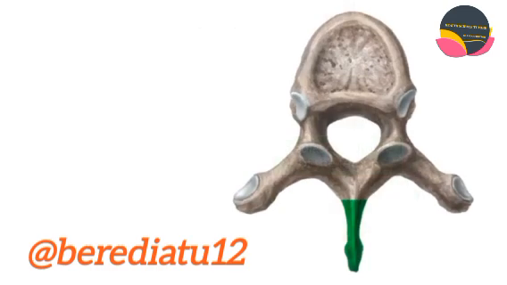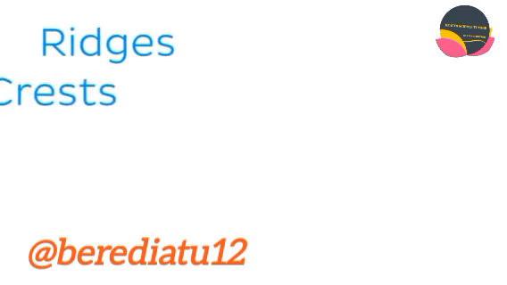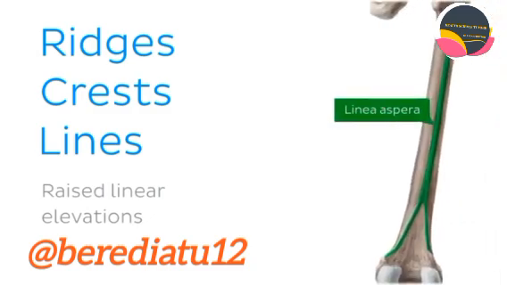A totally different type of projection from this is a spine, which is a long, thin process such as the spinous processes of the vertebrae. And finally, we have ridges, crests, and lines, all of which are forms of raised linear elevations. The best known of these is undoubtedly the linea aspera of the femur.